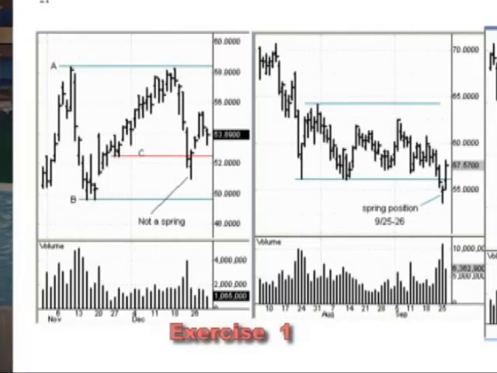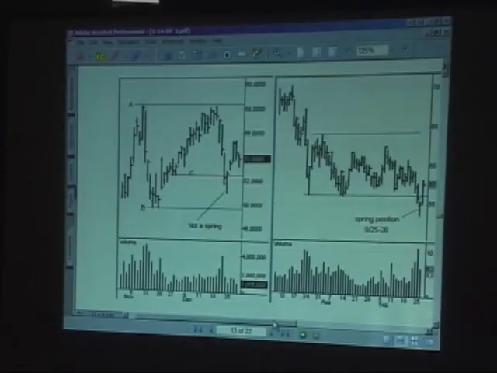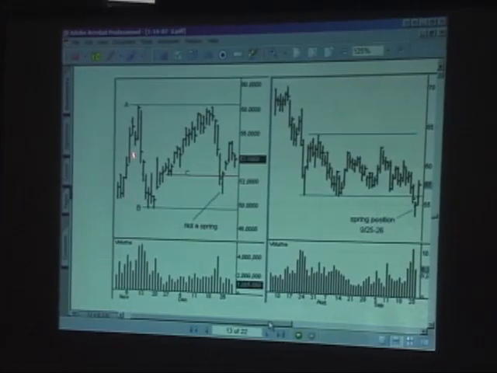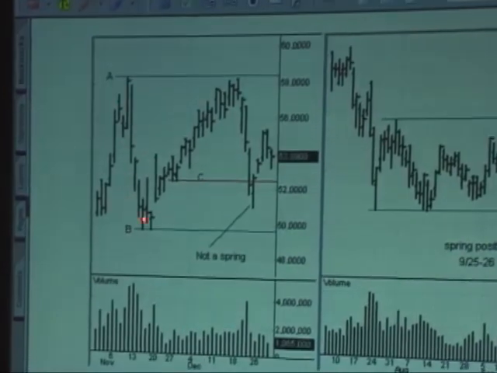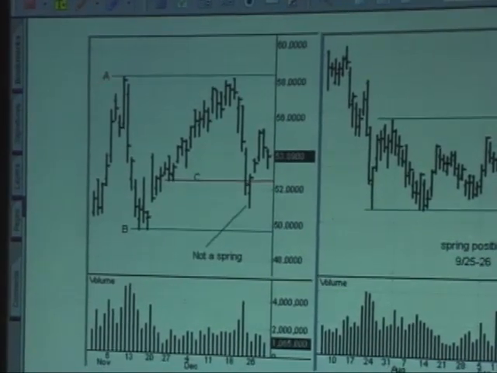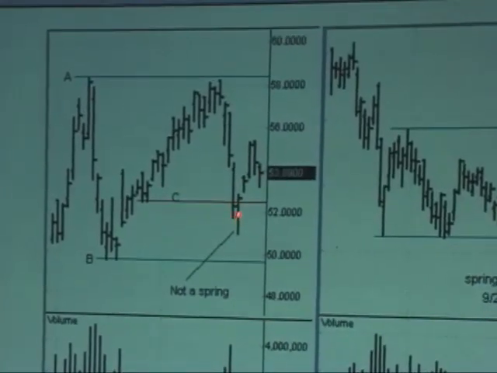And anyway, we'll go back to the study of springs. I've been talking about springs, and I often find that there is still some difficulty in understanding what is a spring. You know, I draw these lines, and it seems so simple. And then I ask someone to show me a spring on a chart, and they draw a line like we have here on this first chart. They drew a line of support across the line B and across the resistance line across A, and they said, is this a spring? This is not a spring.